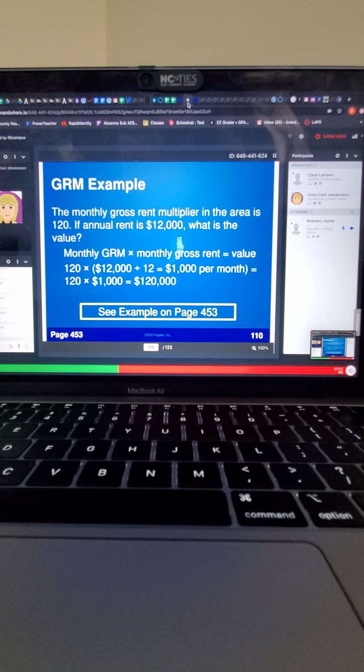Now that we know what your gross rent multiplier is, you take the rent that you want to make. In this example, they say they want to make $1,000 a month. You can take that, 1,000, and multiply that times the gross rent multiplier. And that will give you what you should pay for that house in order to make money at $1,000 a month. Does that make sense?